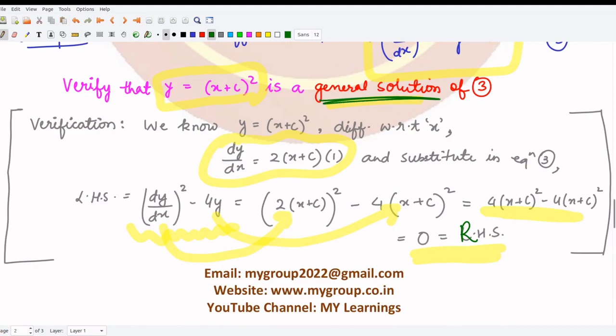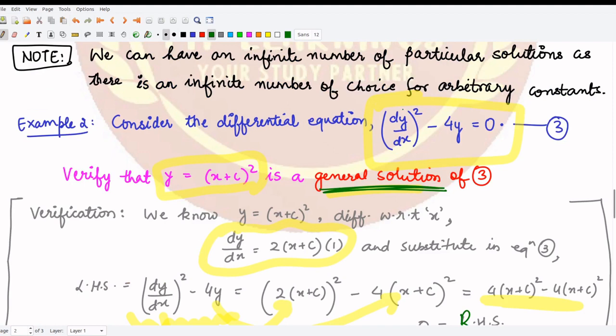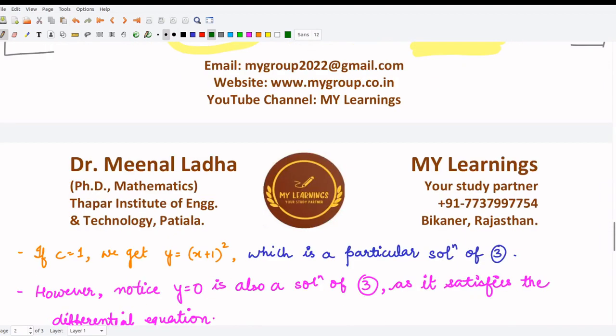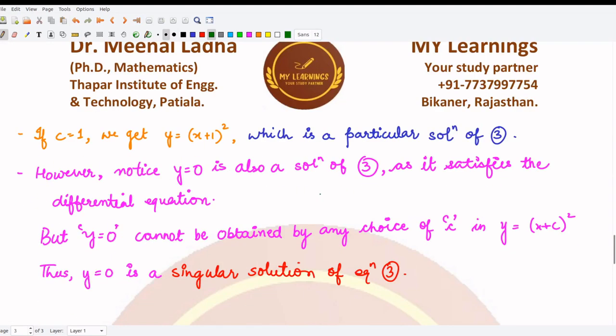This is your right hand side, hence it satisfies your differential equation, hence this is a solution, and it is a general solution. Now can you see another solution for this differential equation? Yes. If you take y to be 0, here you will have 0. And what would be the derivative of 0? That would again be 0. So this term is also 0. So you see 0 minus 0 is 0. So it also satisfies your differential equation. So y is equal to 0 is again a solution, right?